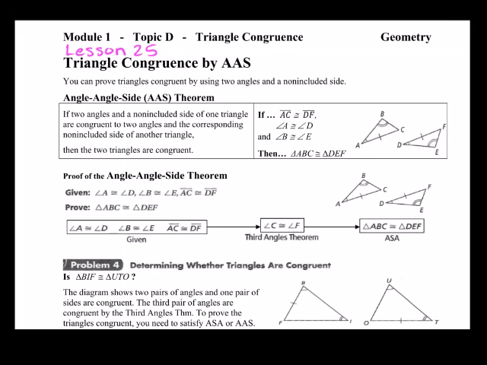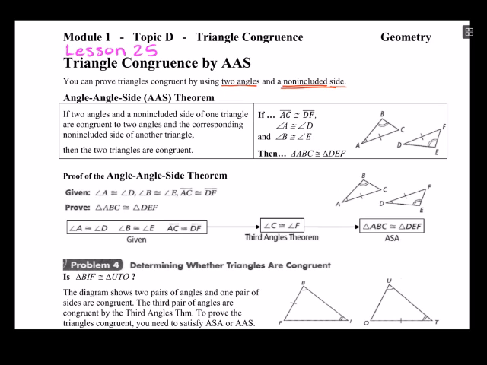Module 1, Lesson 25, Triangle Congruence by Angle, Angle, Side. This time we're going to prove triangles congruent using two angles and a non-included side. So this one's a little different.